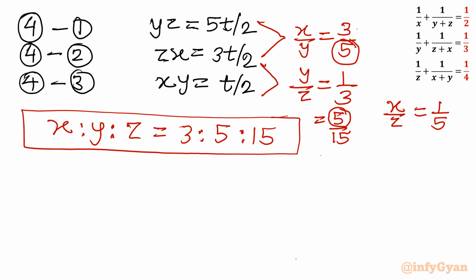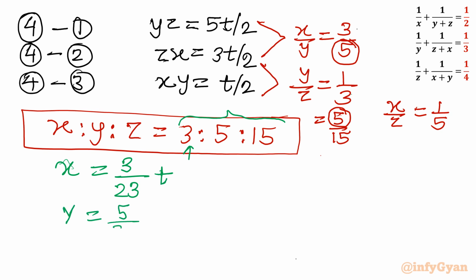Now the task is simple. I can write directly x equal to 3, and the total is 3 plus 5 is 8, 8 plus 15 is 23. So I can write 3 over 23, and the total is x plus y plus z, that was our substitution t. Similarly, y is 5 over 23, and the total is t. Z is 15 over 23, and the total is t.